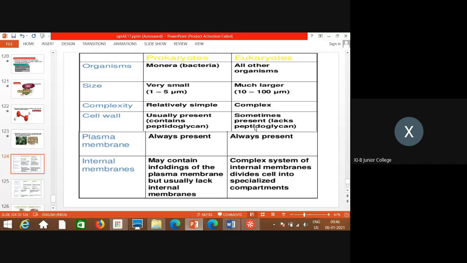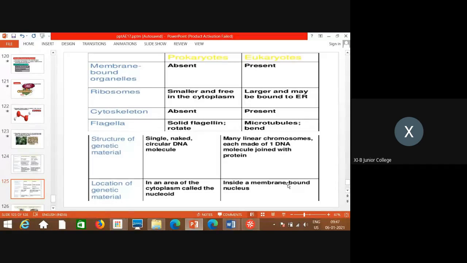Internal membranes in prokaryotes may contain infoldings of the plasma membrane but usually lack internal membranes, whereas in eukaryotes a complex system of internal membranes divides the cell into specialized compartments. And what are all these compartments? These are the different organelles, as we discussed just now. Why are they called compartments? Because they give a specific boundary, right? Membrane-bound organelles are absent in prokaryotes, whereas in eukaryotes they are present, resulting in compartment-like structures.